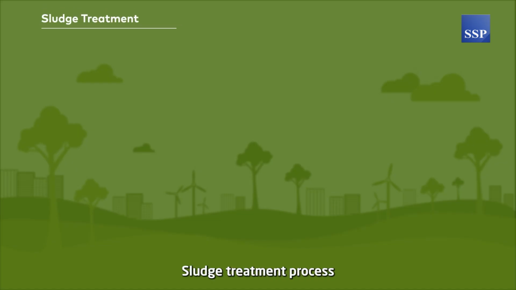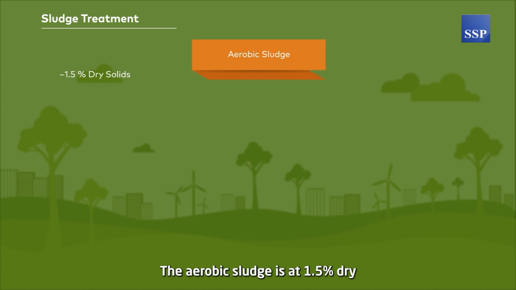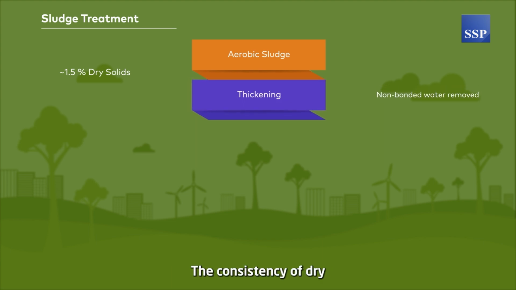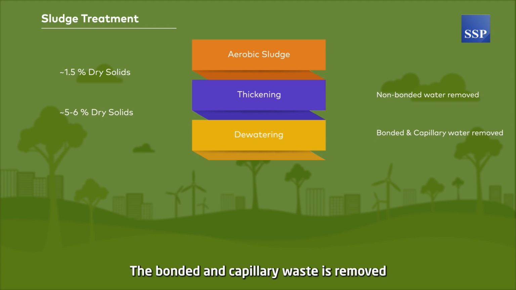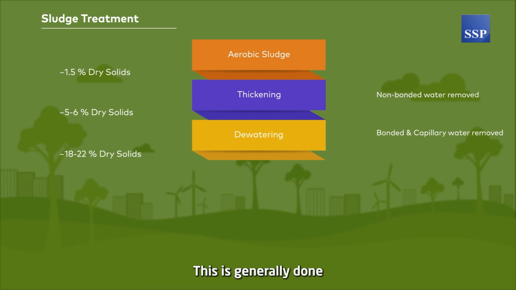Sludge treatment process. The aerobic sludge is at 1.5% dry solid consistency. At this stage, it's mostly liquid. At the thickening stage, the consistency of dry solids in the sludge is brought up to 5 to 6%. Here, the non-bonded water is removed. At the dewatering stage, the bonded and capillary water is removed to bring the solid consistency of the sludge to 18 to 22% dry solids. This is generally done at the end of the current sludge treatment process, after which the sludge is put on drying beds to dry and then transported away to be dumped.